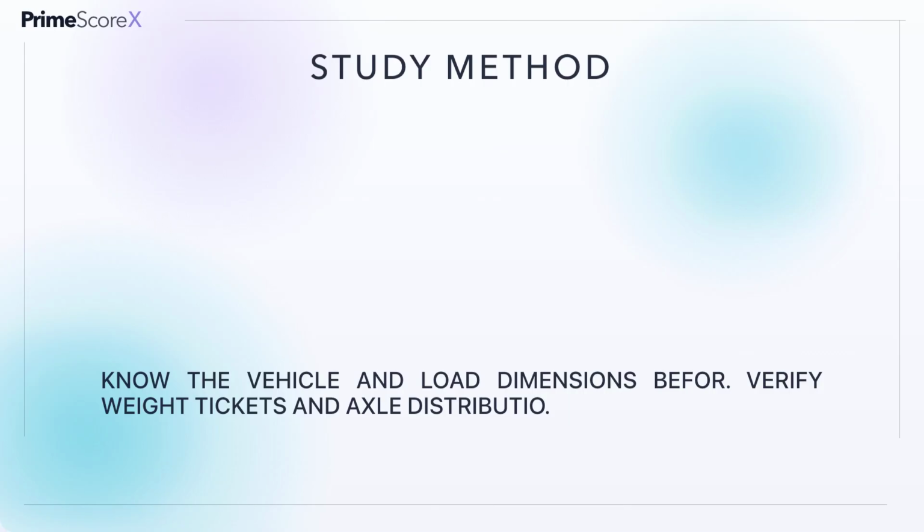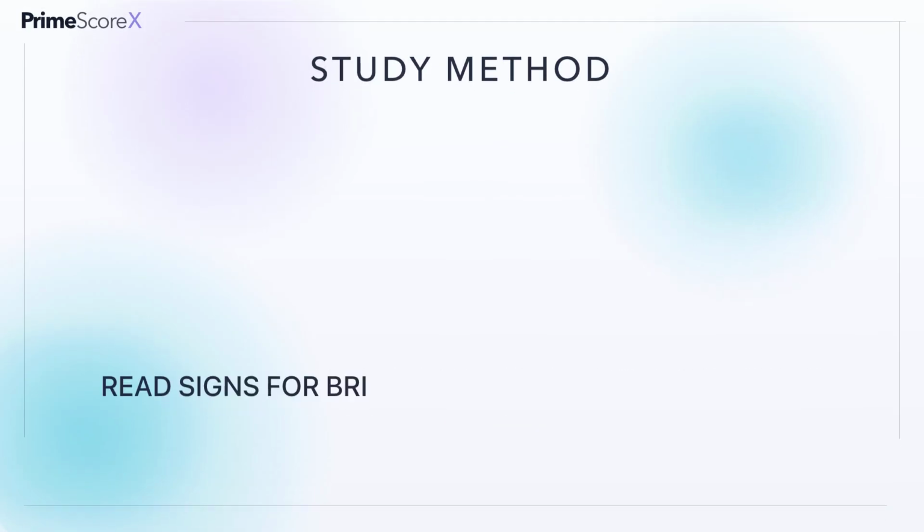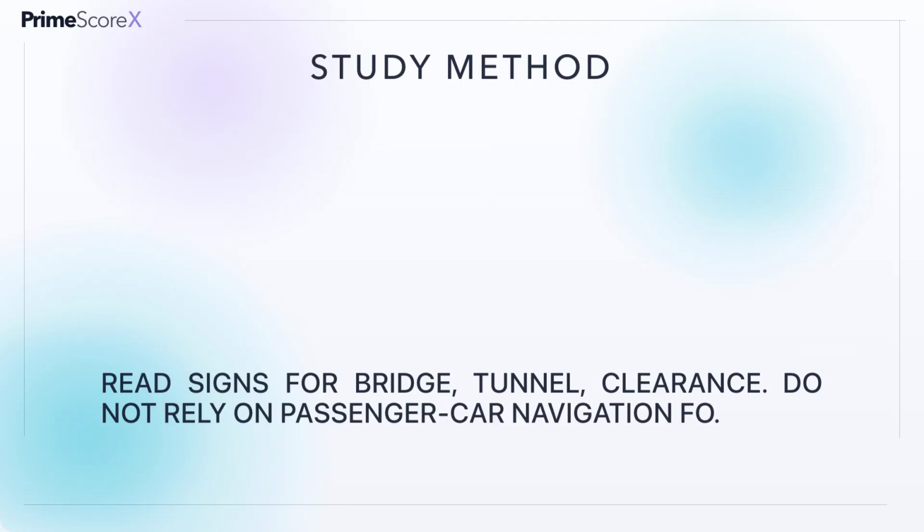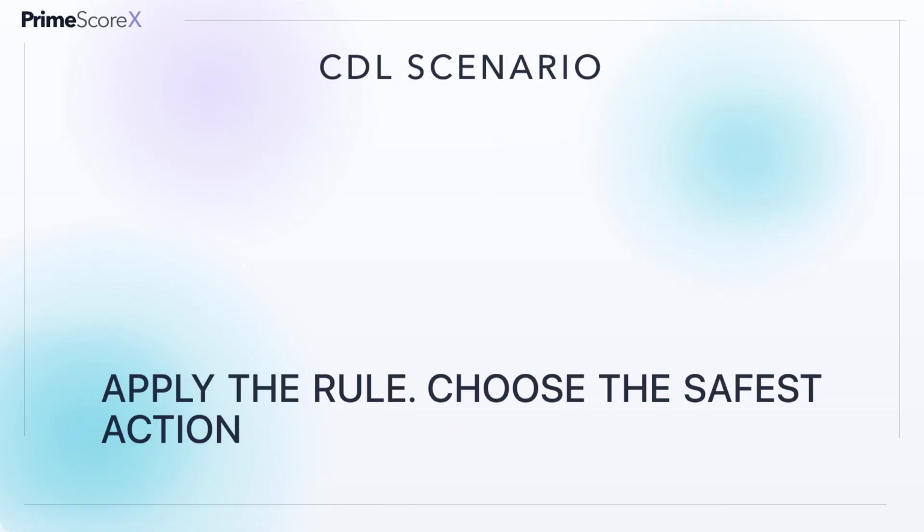Use a repeatable study method. First, know the vehicle and load dimensions before departure. Second, verify weight tickets and axle distribution when applicable. This keeps your study organized and prevents the common mistake of jumping straight into practice questions before the concept is clear. Third, read signs for bridge, tunnel, clearance, and truck restrictions. Fourth, do not rely on passenger car navigation for commercial routing. The purpose of practice is not only to see whether you are right. The purpose is to understand why the right answer is safe, legal, and professionally defensible.